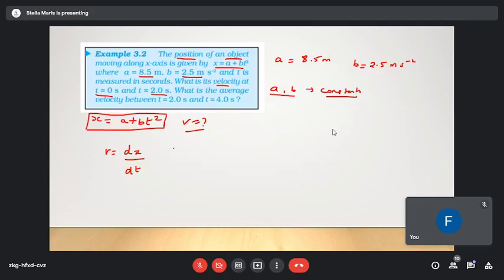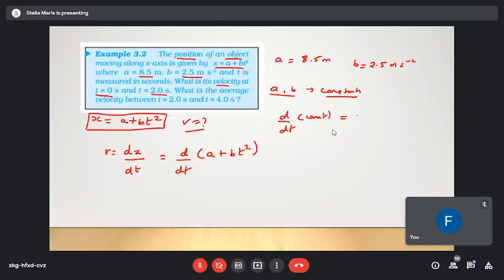So v is equal to dx by dt, so d by dt of what? What is x? The x value is a plus b t squared. So now we have to differentiate. When you differentiate a constant, what will happen?